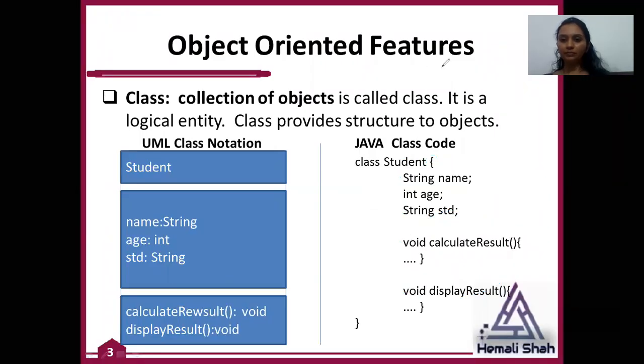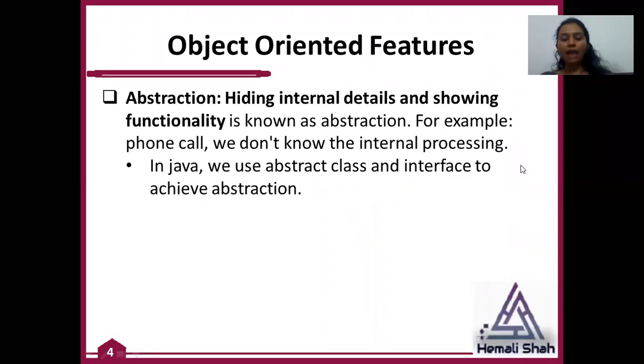Then the third feature is abstraction. Abstraction means hiding the internal details and showing only the functionality. It is known as abstraction.